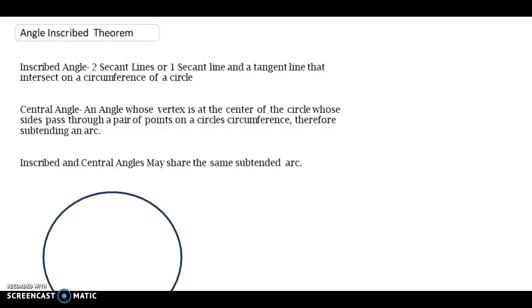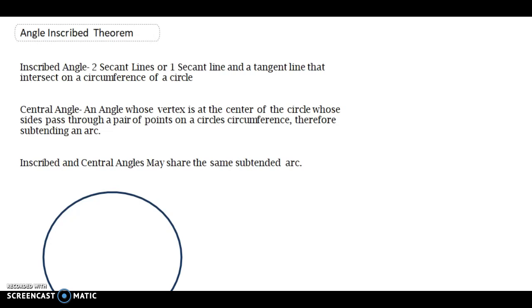And so we have what we call an inscribed angle. An inscribed angle can be made up of two secant lines, or it can be made up of a secant line and a tangent that intersect on the circumference of a circle. We also have what we call a central angle, which is an angle whose vertex is at the center of the circle, whose sides pass through points on the circle's circumference, therefore subtending an arc.